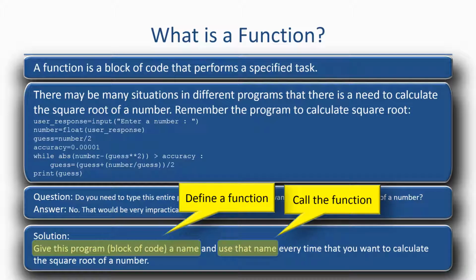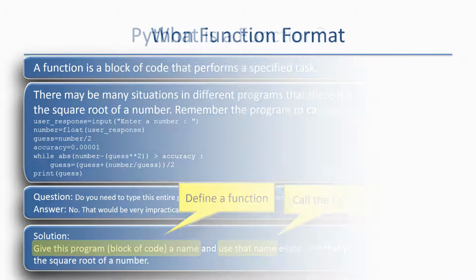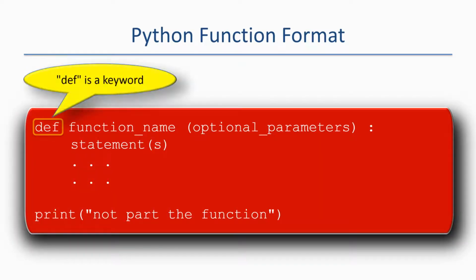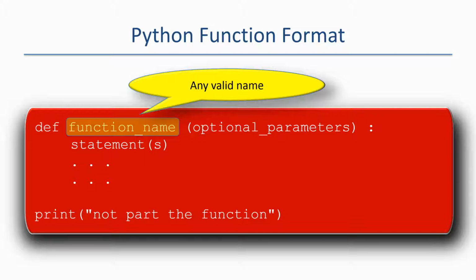Let's see what the Python function format is. To start a function definition, you start with the keyword def. This is a keyword, and every function definition has to start with it. After the def is the name of the function, and you can give your function any name that you like as long as it is a valid name.